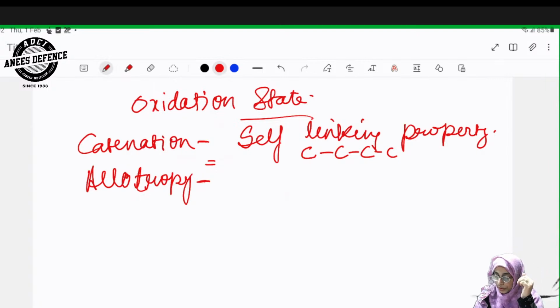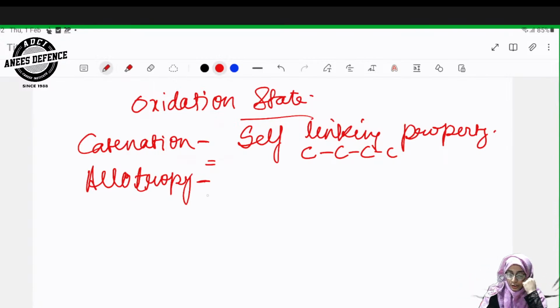Okay. See, allotropy means what? Carbon exists in different physical forms. Allotropes are those that have the same chemical properties but different physical properties. Like carbon has two allotropes, graphite and diamond. Understand? Allotrope means those elements exist in different physical forms, having the same chemical properties.